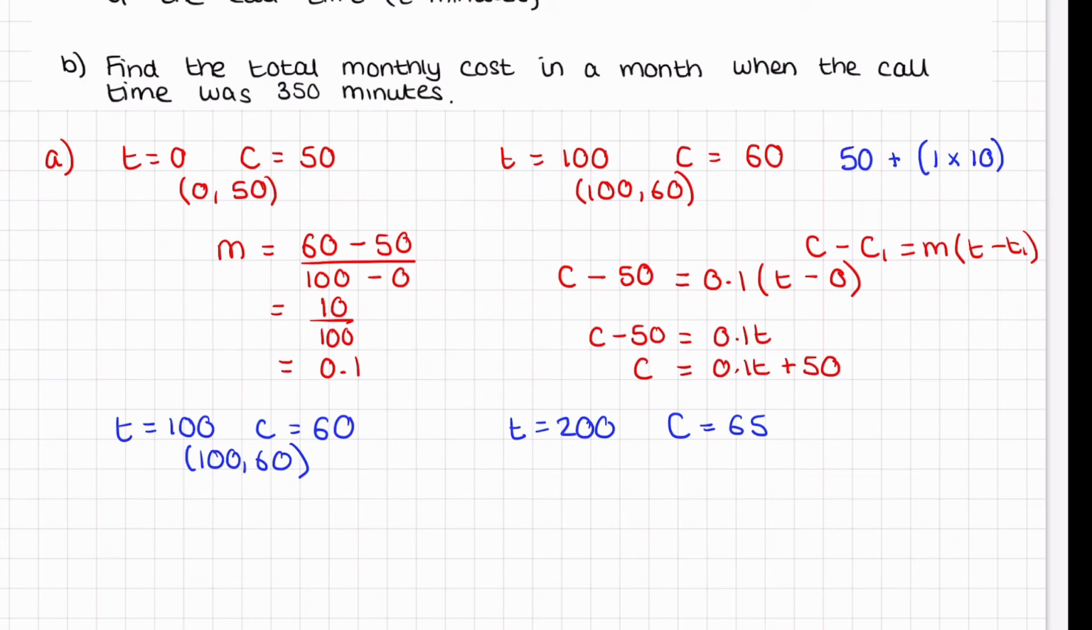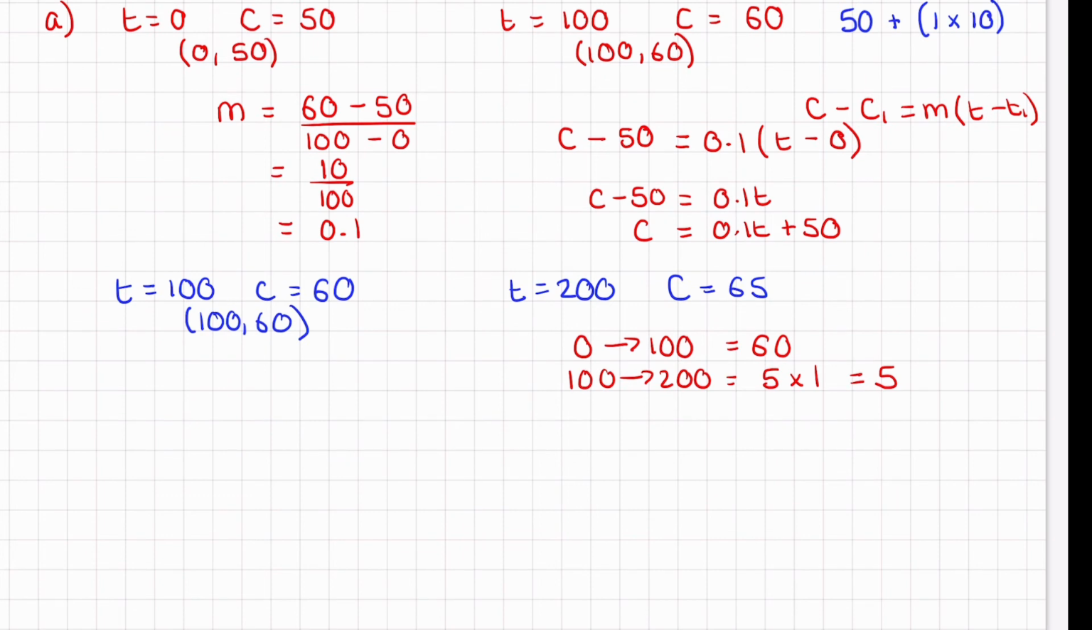From 0 to 100 minutes, we know that cost is 60 because we worked that out before. Now from 100 to 200, we know this cost is $1 for every 20 minutes. There are 5 20s in 100 because we're going from 100 to 200. So it'll be 5 times 1. So that part will cost $5 because it's $1 for every 20 minutes. Then from here, we can work out the equation of this line.